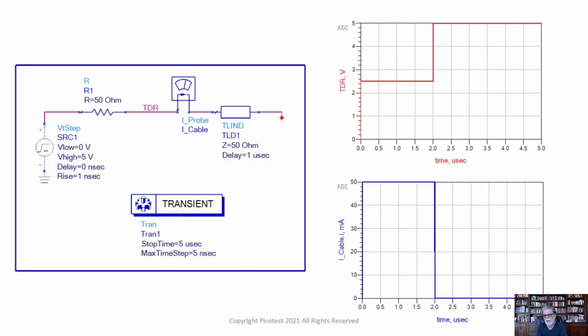Just to prove the point, I also want to do it in an open circuit, so I removed the short from the far end of the cable, and you can see we still get 50 milliamps for the 1 microsecond through the cable and the 1 microsecond back. And at the end of that time, we see the open cable, voltage goes up to 5 volts, current goes down to 0. And so, again, there is no current spike due to the cable. What we see is the characteristic impedance.